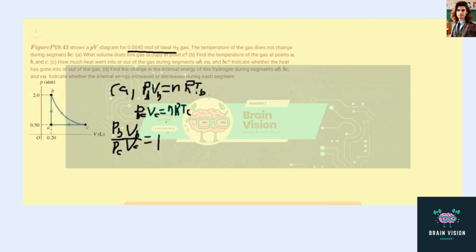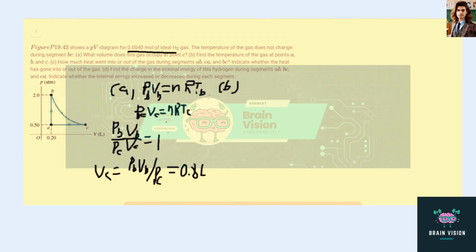In that case, we can solve for VC. So VC equal to PB VB over PC. All right. We can read the pressure and the volume at state B, and also we have the pressure at state C. So just plug in the numbers, and also remember that you need to convert the units into standard units. So finally, I found that VC equal to 0.8 liters. So this is VC.